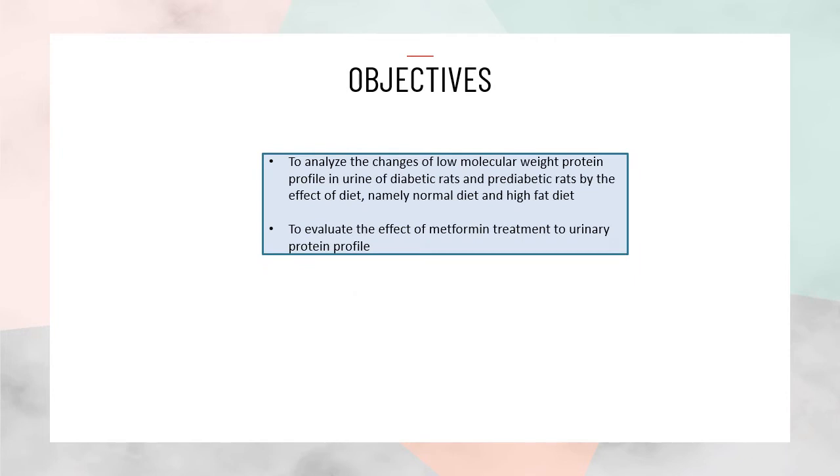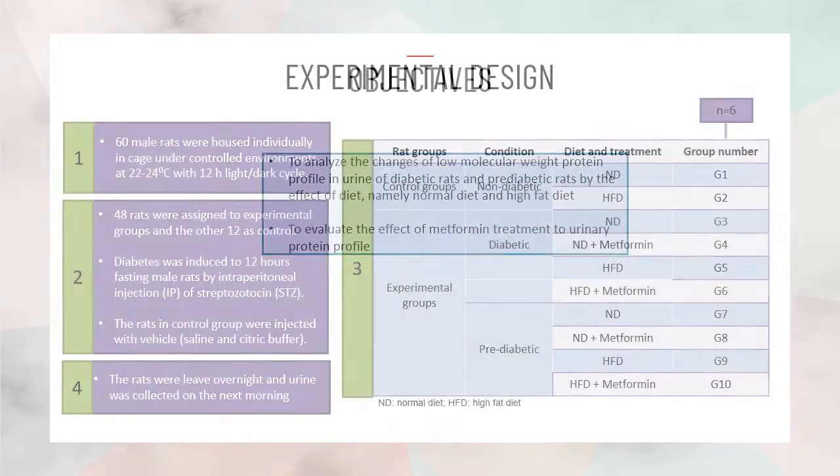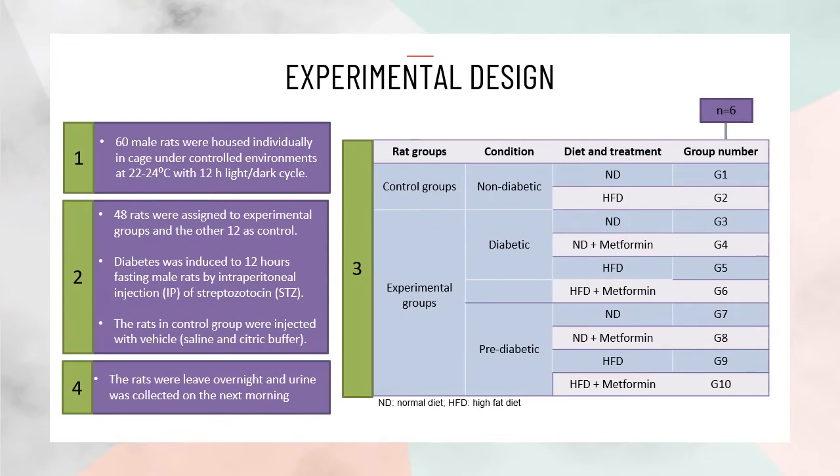The objective of this work was to analyze the changes of low molecular weight proteins in the urine of diabetic rats and pre-diabetic rats by the effect of diet, namely the normal diet and the high-fat diet, and also to evaluate the effect of metformin treatment on the urinary protein profile. This is our experimental design.